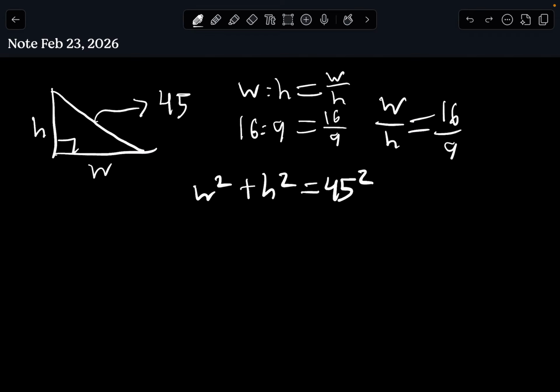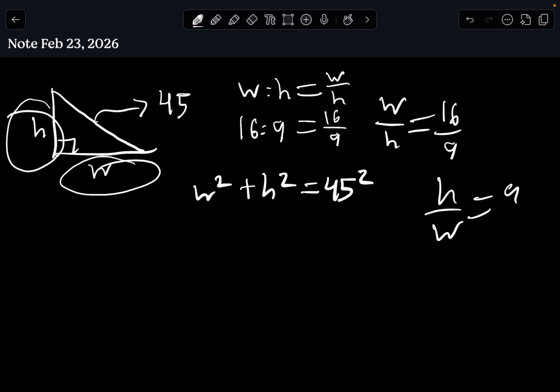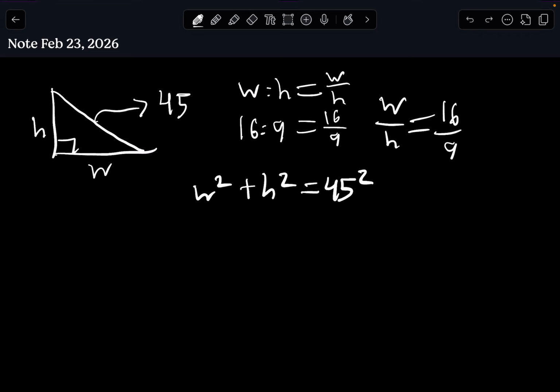So that means if you get the length of the width and the length of the height, you divide them. So width over height, then you get 16/9. Or the reverse would be h over w equals 9/16. So yeah, there's that. So let's get started.